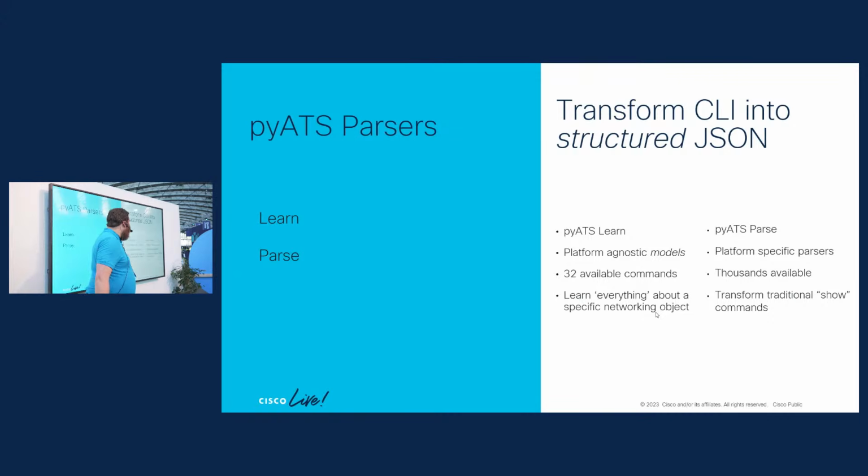But you can learn everything about a specific networking object and you get it in structured JSON. Okay? The other thing is parse, and I love parse. There are thousands of these available. I believe over 4,400 parse commands across a variety of platforms. Transforms your traditional show commands, show IP interface brief. Has anyone seen show IP interface brief as JSON?